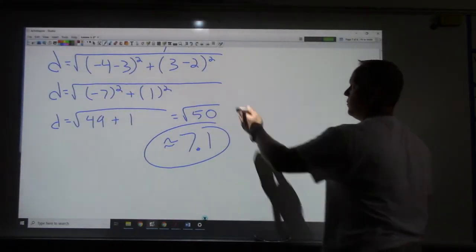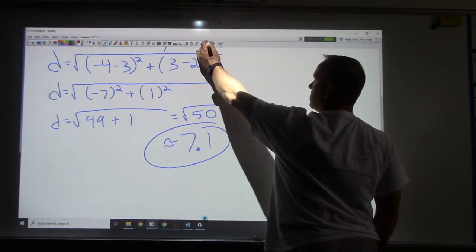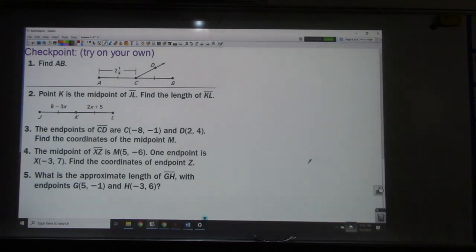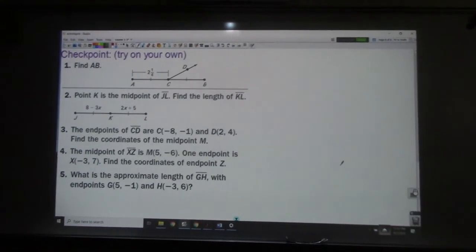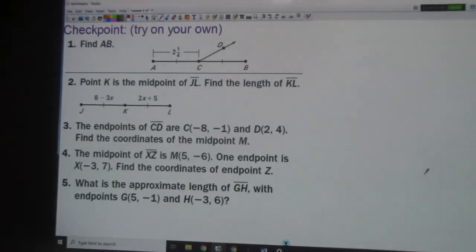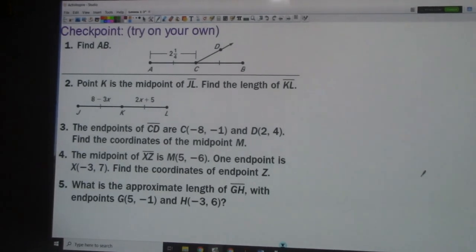Now, some problems for you to try on your own. Try these 5 problems on your own.